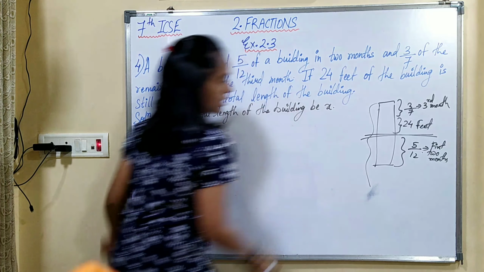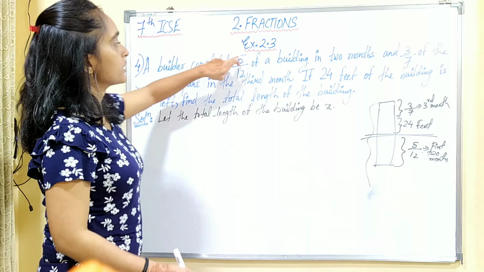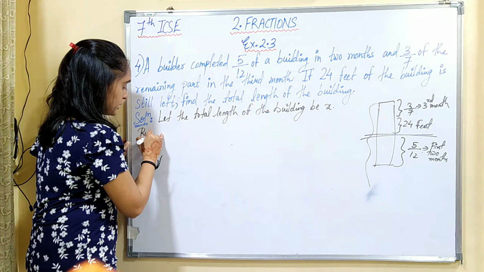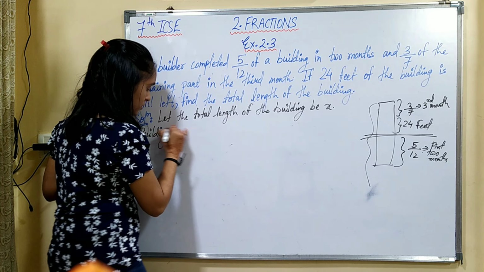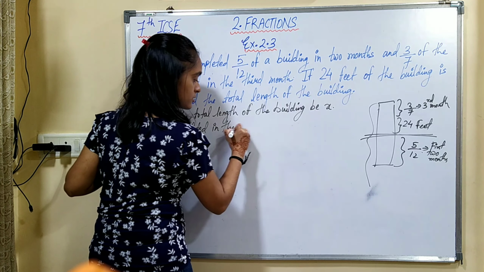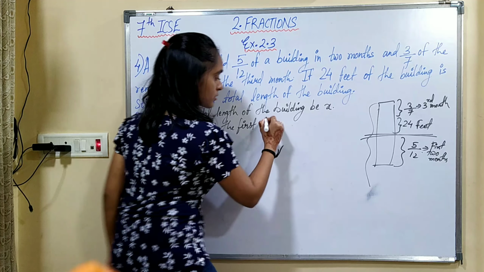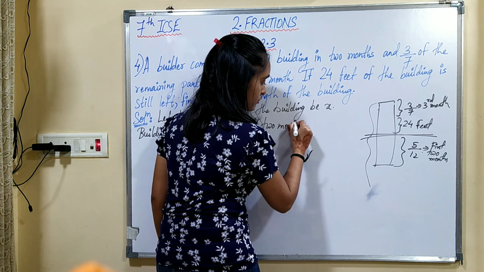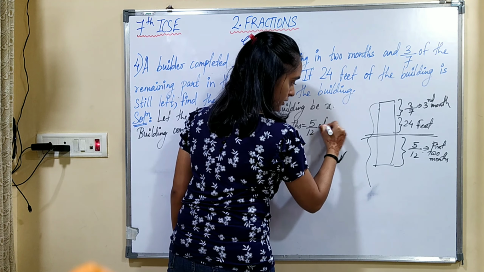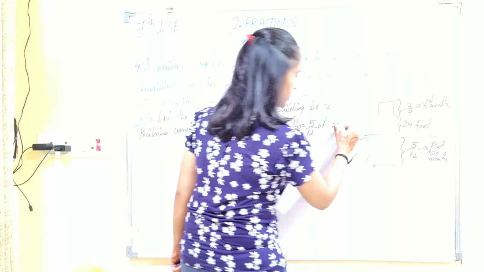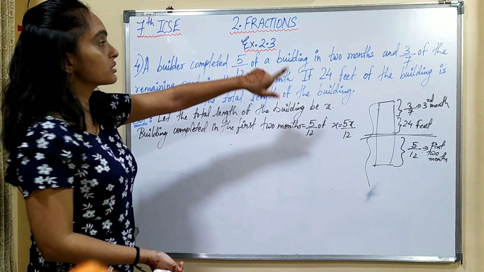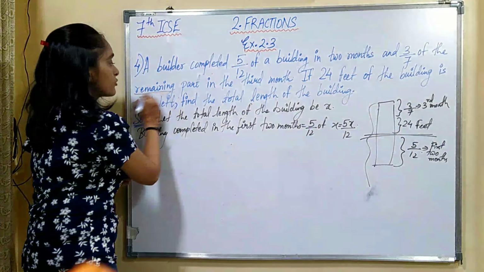be x. So the first one is he completed 5/12 of the building in 2 months. Building completed in the first 2 months will be 5/12 of x, that is that of the length of the building. So it will be 5x/12. After that, he completed 3/5 of the remaining part. So first we have to find the remaining part.